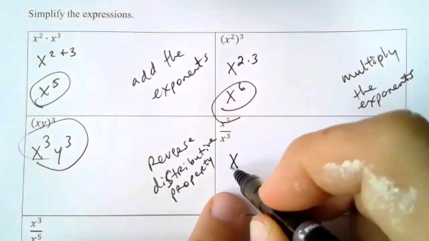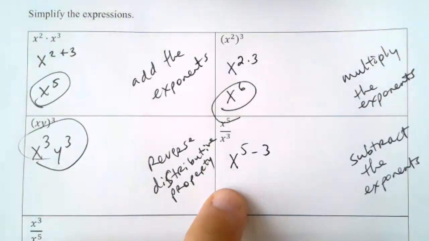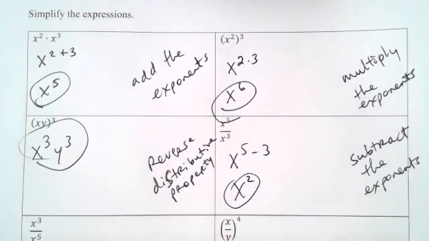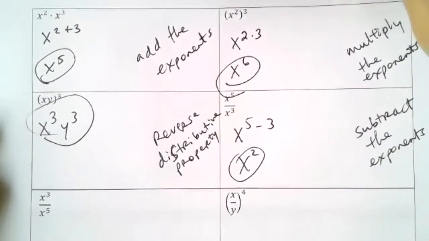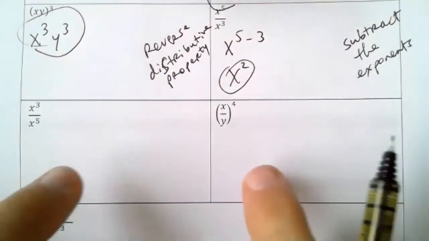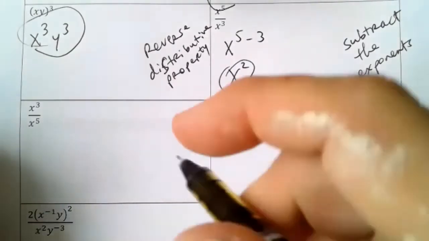And then we're going to say x to the 5th minus 3. So that's going to be x squared. Circle that and you're done. Okay, so those four were pretty straightforward and easy. Now we get down to the harder stuff. All right, we're going to do, actually this is not hard, this down here is a little bit tougher.